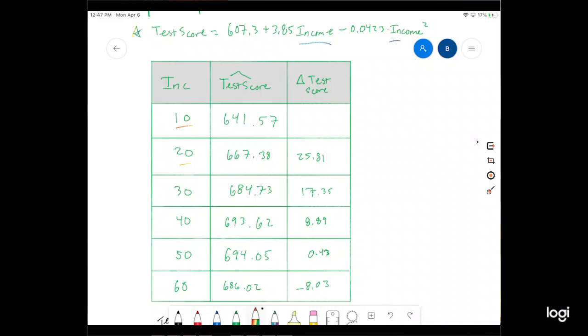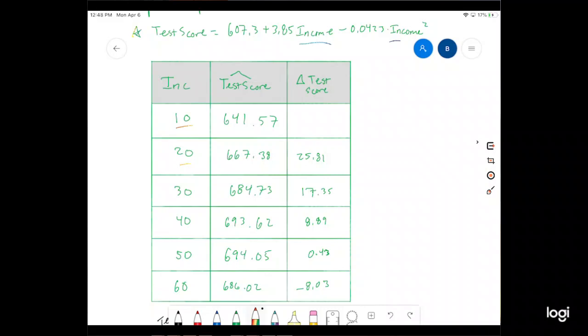We'll subtract the predicted test scores at income equals 10 from the predicted test scores at income equals 20, and we get 25.81. Then we keep going down and we plug in 30 into the sample output. We get a predicted test score of 684.73. The change in test scores is 17.35. We keep going down this chart here, and we get predicted test scores at different levels of income, and then the change in test scores.